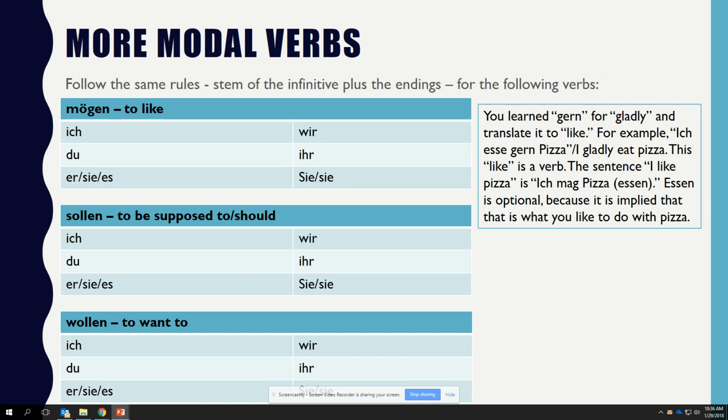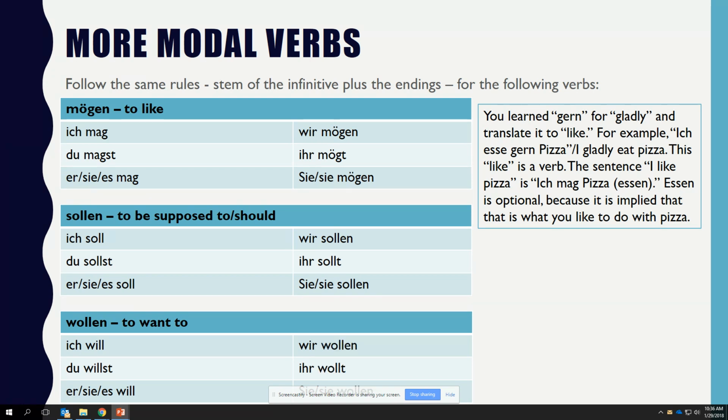Let's conjugate mögen. Ich mag, du magst, er/sie/es mag. Wir mögen, ihr mögt, sie/Sie mögen. For sollen, ich soll, du sollst, er/sie/es soll. Wir sollen, ihr sollt, sie sollen. For wollen, ich will, du willst, er/sie/es will. Wir wollen, ihr wollt, sie wollen.